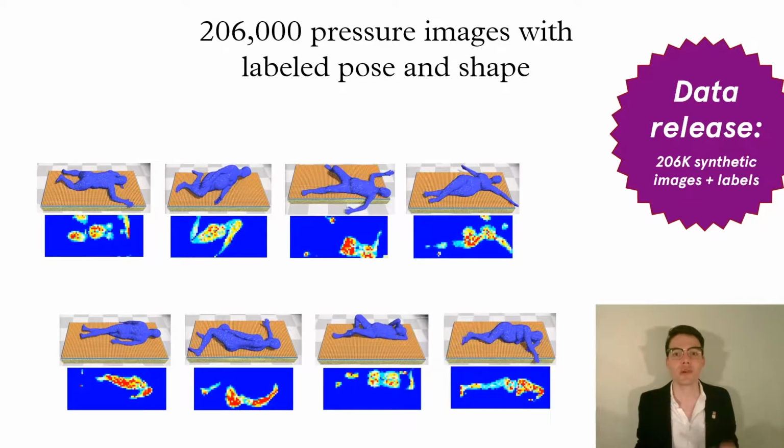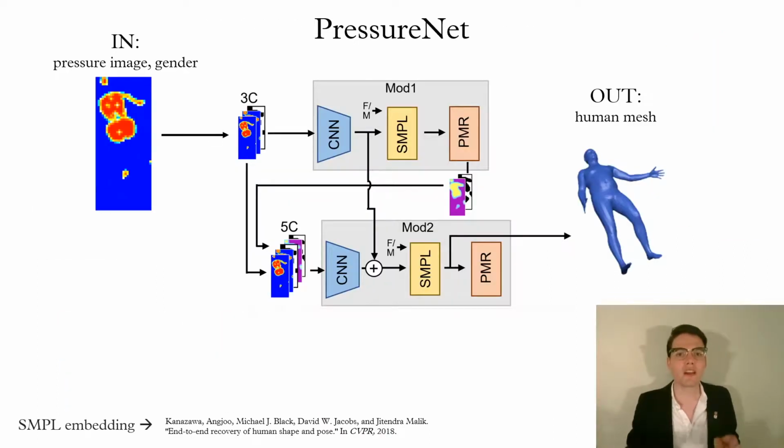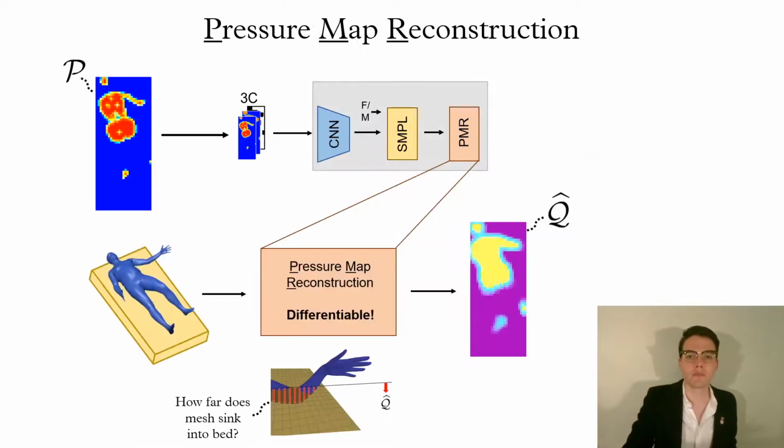Our dataset has over 200,000 pressure images and associated resting poses. We have publicly released this dataset along with tools to get started and visualize it. Using this data, we trained PressureNet, a deep learning model that inputs a pressure image and a gender and outputs a human mesh estimate. PressureNet consists of two modules, each of which contain a CNN, an embedded SMPL human model, and a novel PMR component.